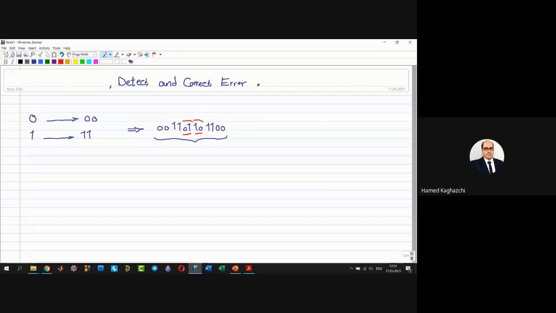Because I sent the data with 0011. It means that instead of this one, I have to write 0. Instead of this one, I have to write 1. Instead of this one, I have to write 0. And instead of this one, I have to write 0. My original data is this.